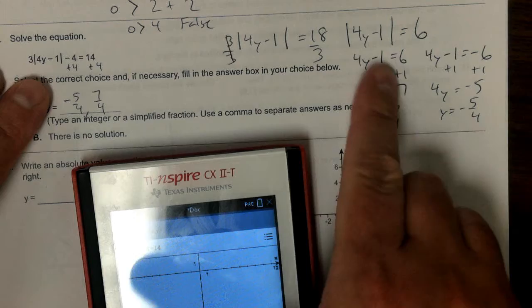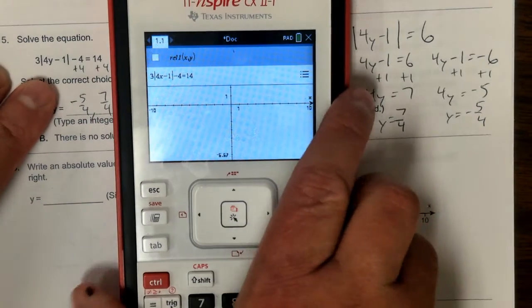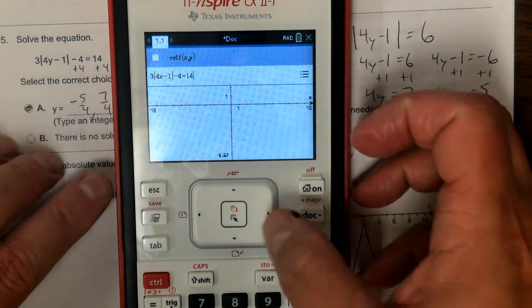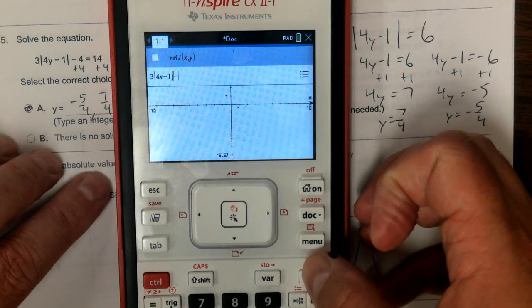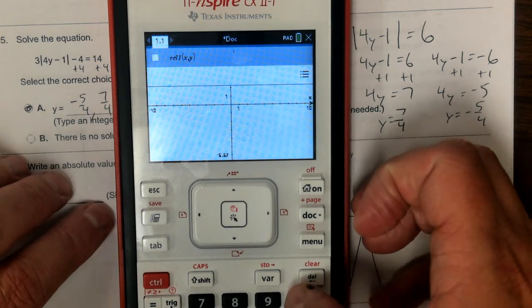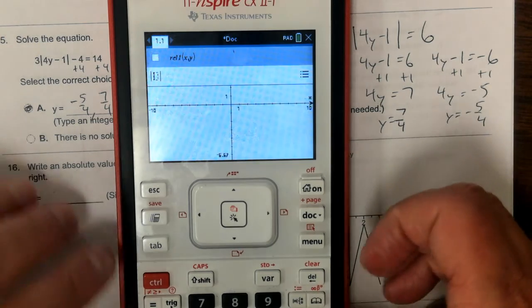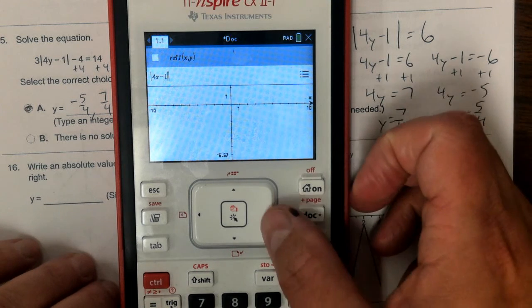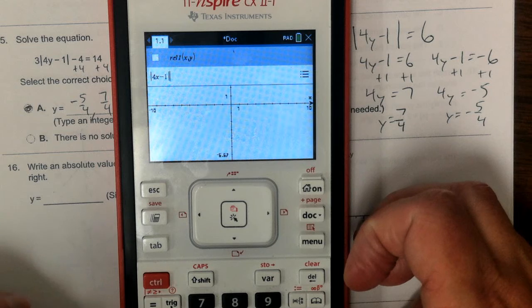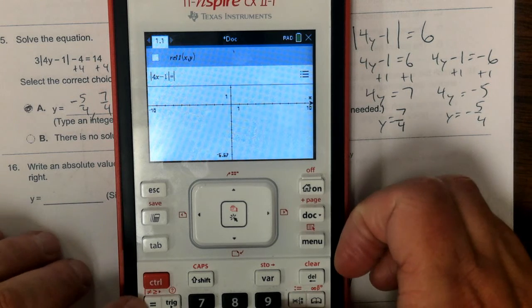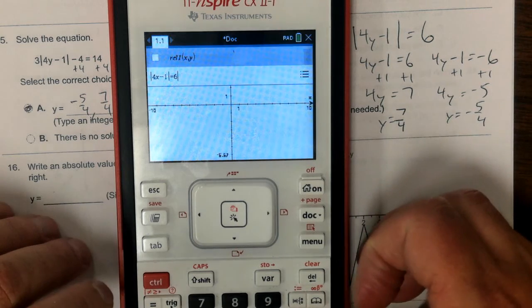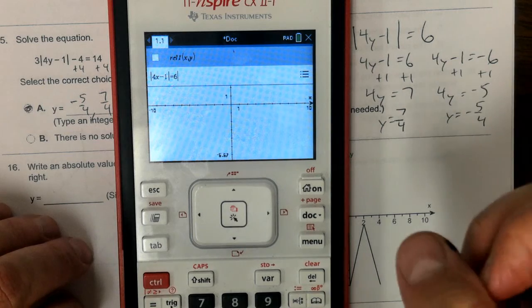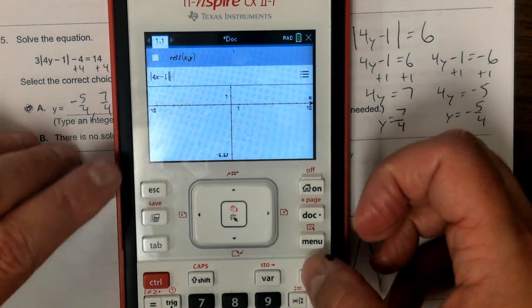Okay, it looks like I should have graphed this one instead. Absolute value 4x minus 1 equals 6. Okay, never mind. I remember what I do now.